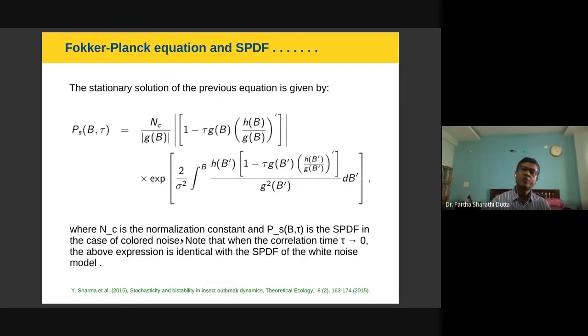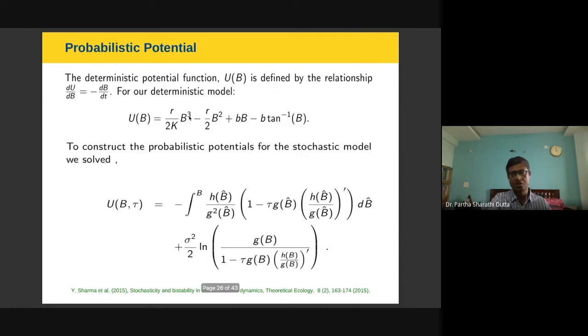And from this Fokker-Planck equation, I can actually derive the stationary solution of the previous equation. And this solution is given by this, where this P(B, tau) is the SPDF, the steady state probability distribution function. And if you let tau tend to 0, then it will simply represent the SPDF for white noise.